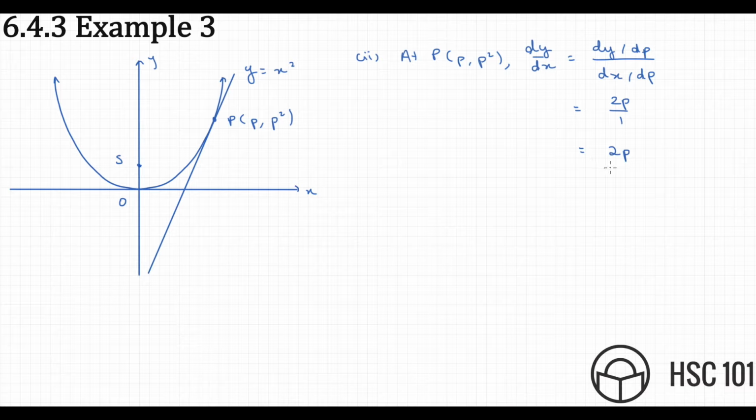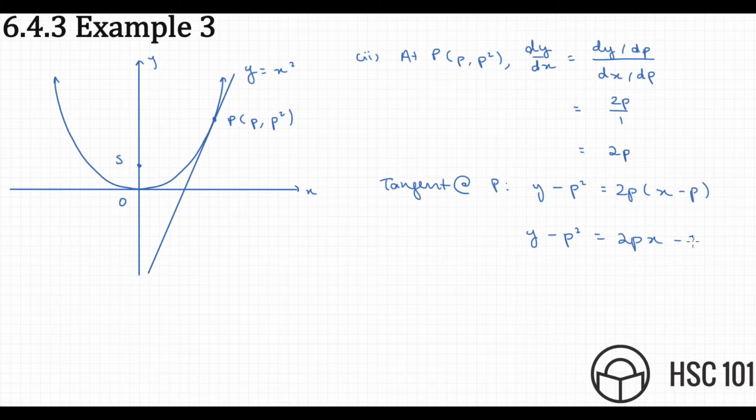Once I've got my gradient of the tangent, for the tangent at P, I'm just going to get y minus y1 equals the gradient times x minus x1. If I expand the whole lot, I'm now looking at y minus p squared equals 2px minus 2p squared. And if I move the minus p squared from the left to the right, we end up with y equals 2px minus p squared.